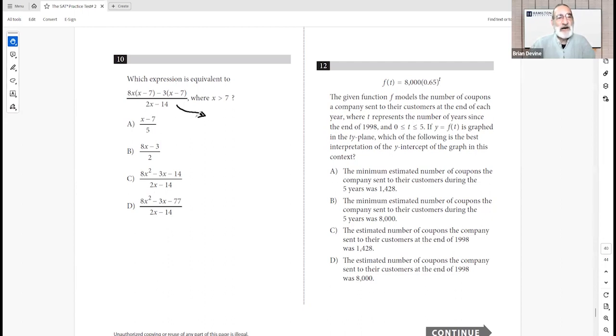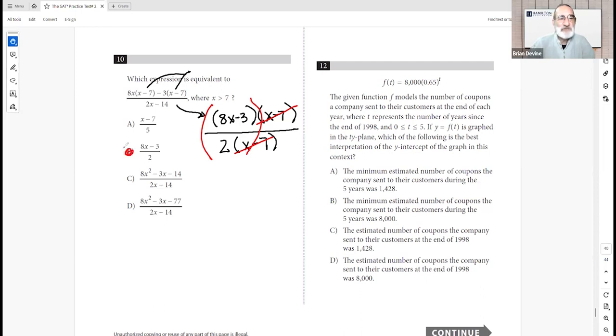If I look at the top, I can factor x minus 7, kind of using the distributive property in reverse, and rewrite this as 8x minus 3 times x minus 7. And I can factor a 2 from both terms on the bottom, and I'm going to get 2 times the quantity x minus 7. And then I can factor these guys as a virtual 1. I know x isn't going to be 7. They told me that. And what is left over is 8x minus 3 over 2, which is B.